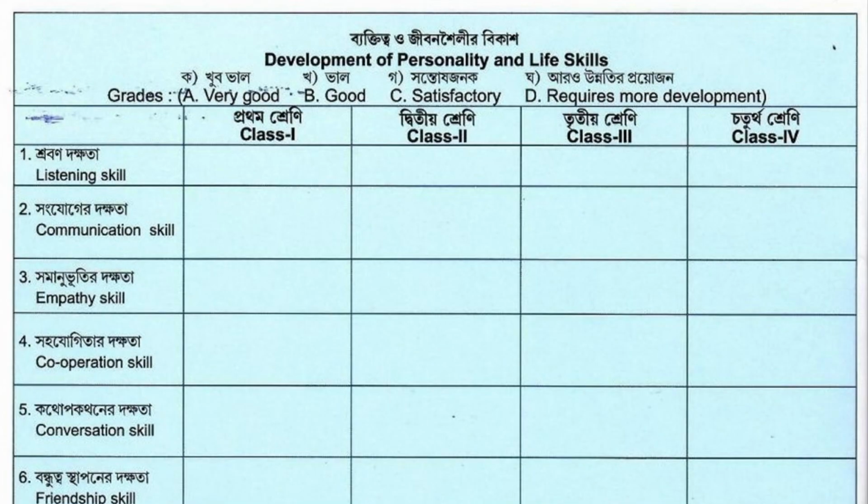The teacher has to fill this using a 4-point Likert scale, just using A, B, C and D. A for very good, B for good, C for satisfactory and D for requires more development.